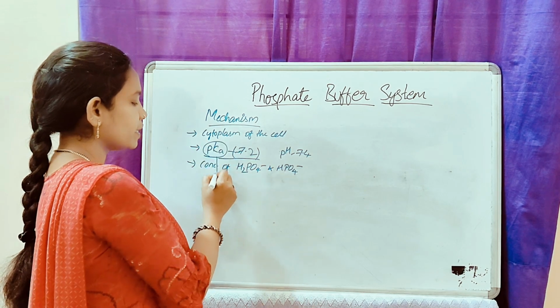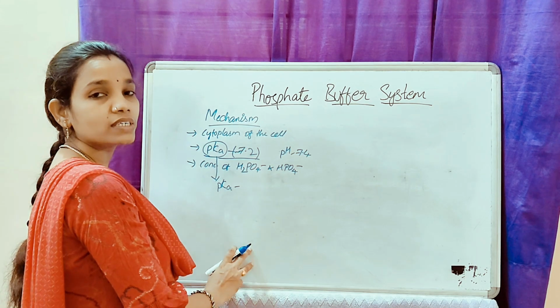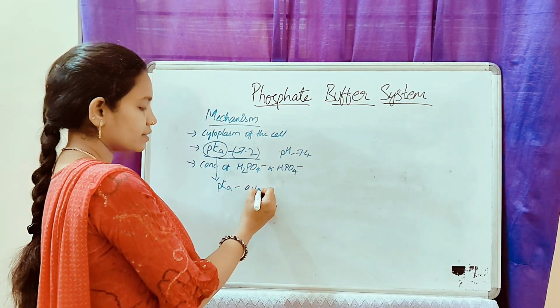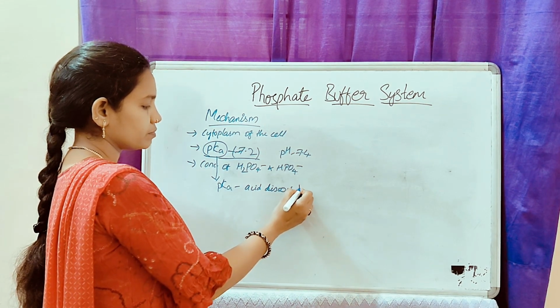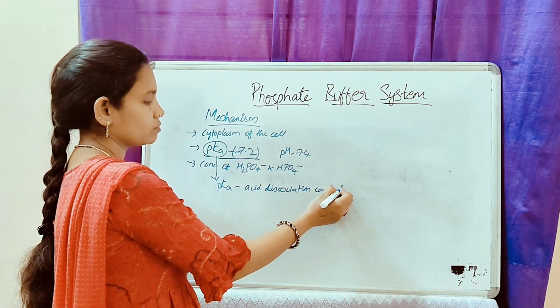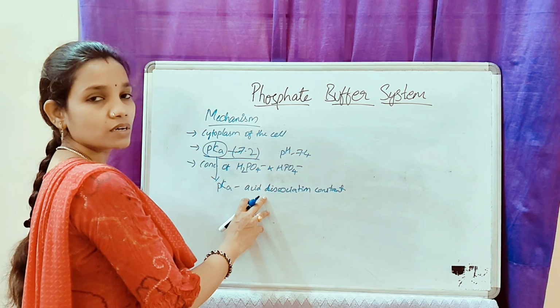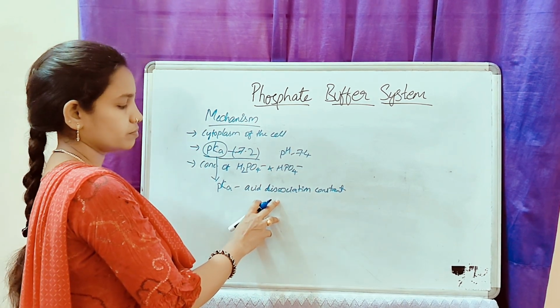Now what is this pKa? This we have already covered in the previous video. It is the acid dissociation constant. If you want to know the basics of this, I'll give a link in the description. Please go and check it out.